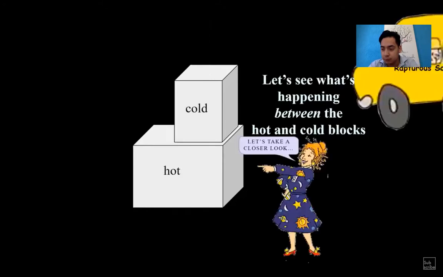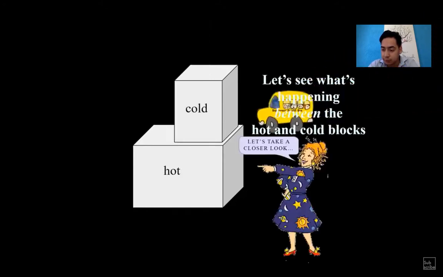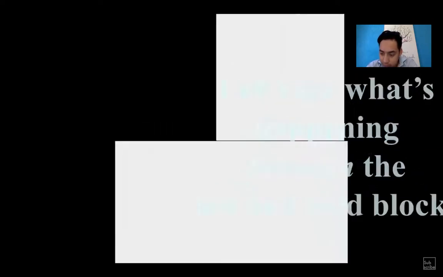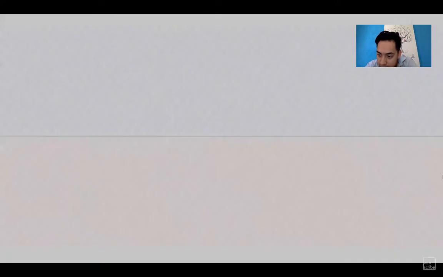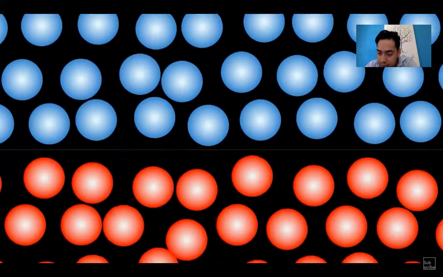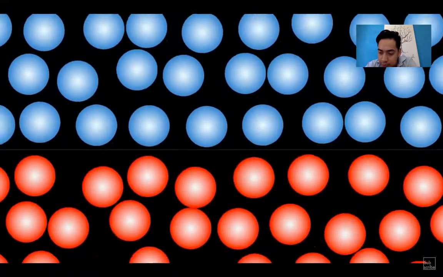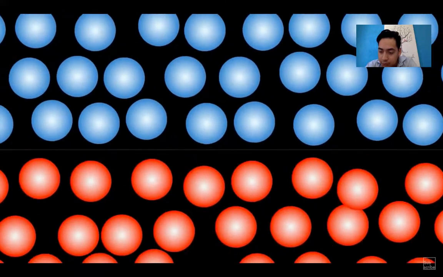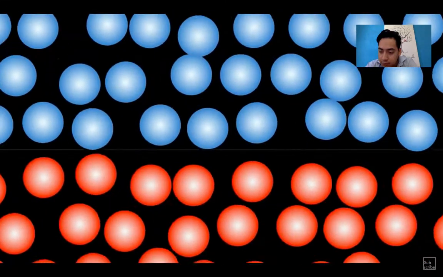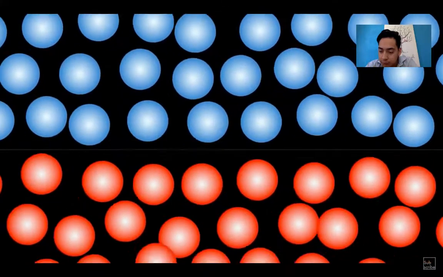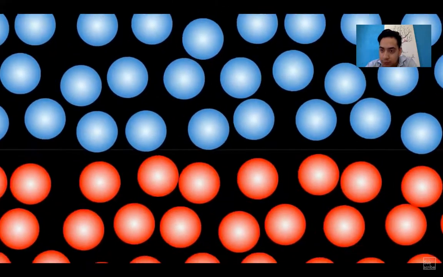We'll take a closer look using a magic bus. As we zoom in, you can begin to see the particles that make up the two blocks. The kinetic energy is shown as vibrational motion. The lower block in red has greater vibrational motion. It has a higher average kinetic energy and therefore a higher temperature. The upper block in blue has less vibrational motion. It has a lower temperature.